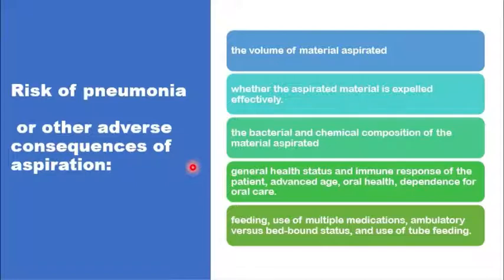But it's important to note that the risk of developing pneumonia or other chest conditions through aspiration also depends on other factors, not only the depth of the invasion, including the volume of the aspirate material itself and whether the aspirate material is expelled promptly or is retained after any attempts at coughing, whether it is contaminated by bacteria or other chemicals, and whether the general health of the patient and his immune response is affected by other factors like advanced age, oral health, dependency, certain medications, and of course the type of feeding, the ambulatory versus bed-bound status, and the use of tube feeding.